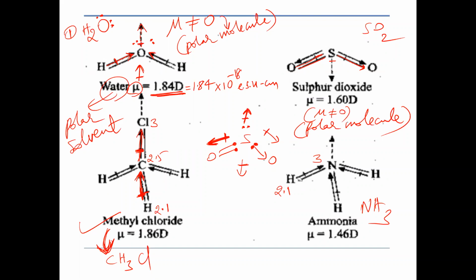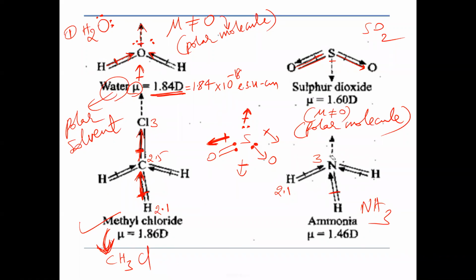In this N-H bond, which is more electronegative? Nitrogen. Therefore the bond moment is towards nitrogen. How many N-H covalent bonds are there? Three. Each covalent bond is between two different atoms, so this bond must be a polar covalent bond. How many polar covalent bonds here? Three bonds in this NH3 molecule.